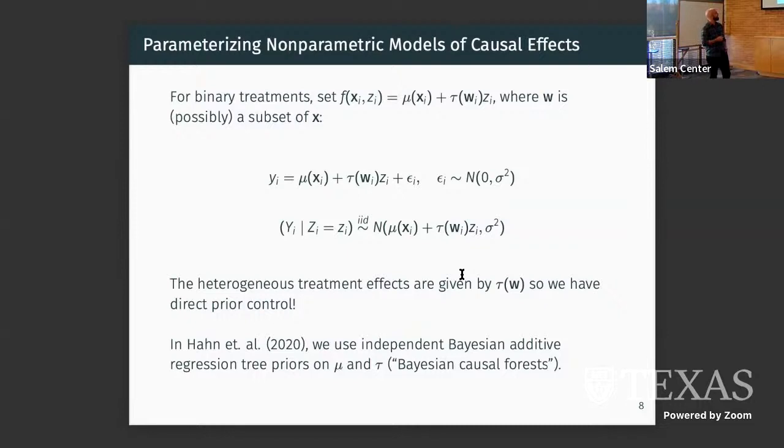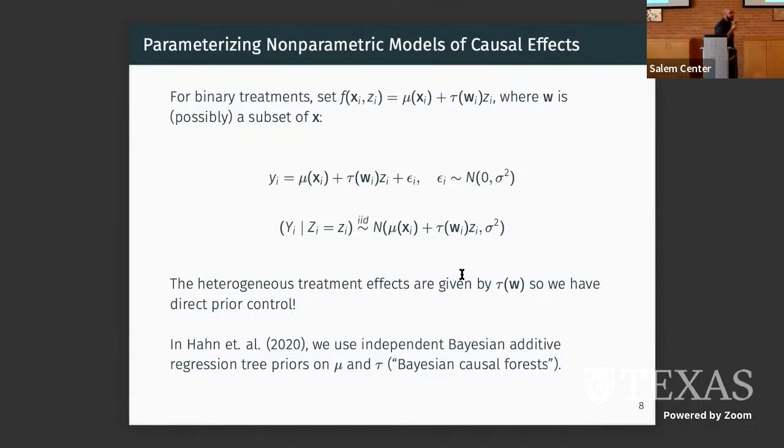So I'll just point out that in the case of a binary treatment Z, this is perfectly general. You can always decompose that f in that way, right? It's trivial. And so what happens now? Well, now we have a model that looks like this. My heterogeneous treatment effects are given by tau of w. Okay? So we have direct prior control.